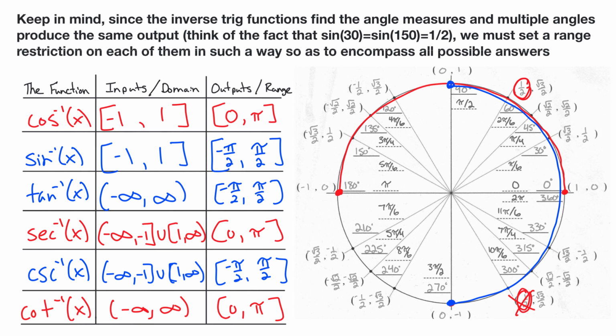I don't want you to tell me, oh, Mr. Silva, it exists at 60 degrees and at 300. I just want one answer. That's why we have a restriction on the range. It restricts you from giving me multiple answers. There's only ever going to be one.